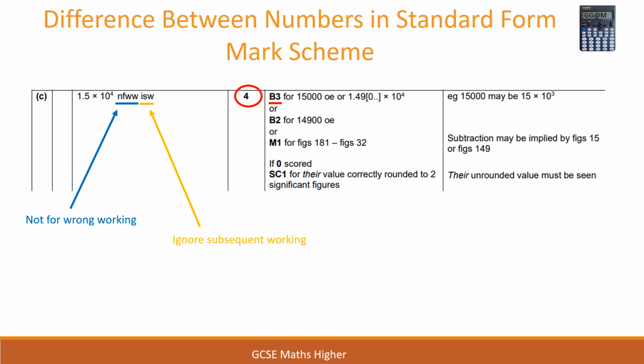B3 means there are 3 method marks for getting this stage or equivalent. B2 are 2 method marks for getting to this stage. M1 is 1 method mark for getting here. Now, if you didn't get any marks on the question for what you've done, but you rounded your answer correctly to 2 significant figures, you can get 1 mark for doing the rounding correctly.